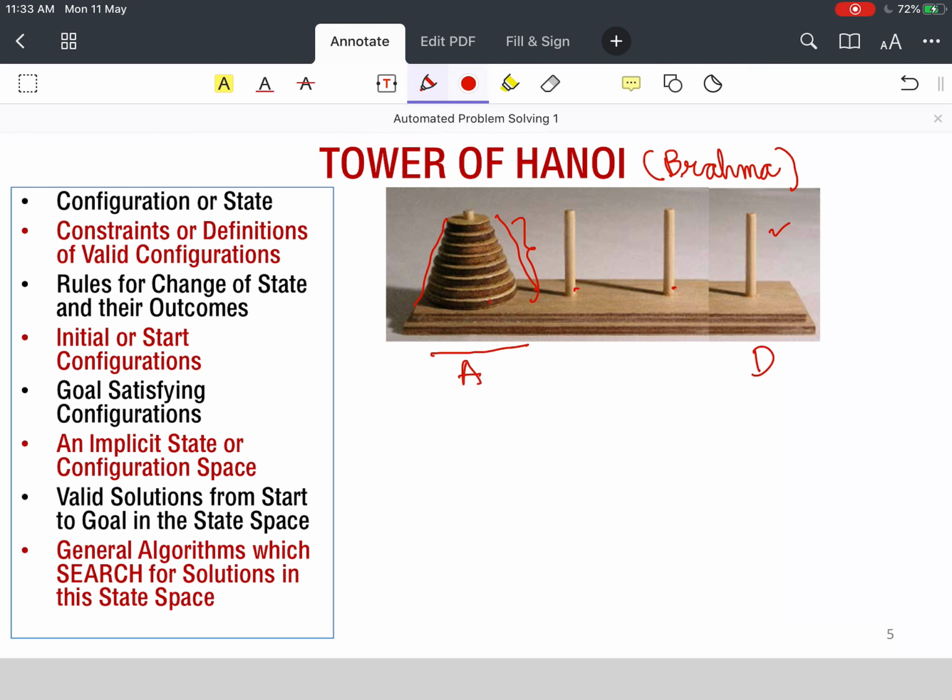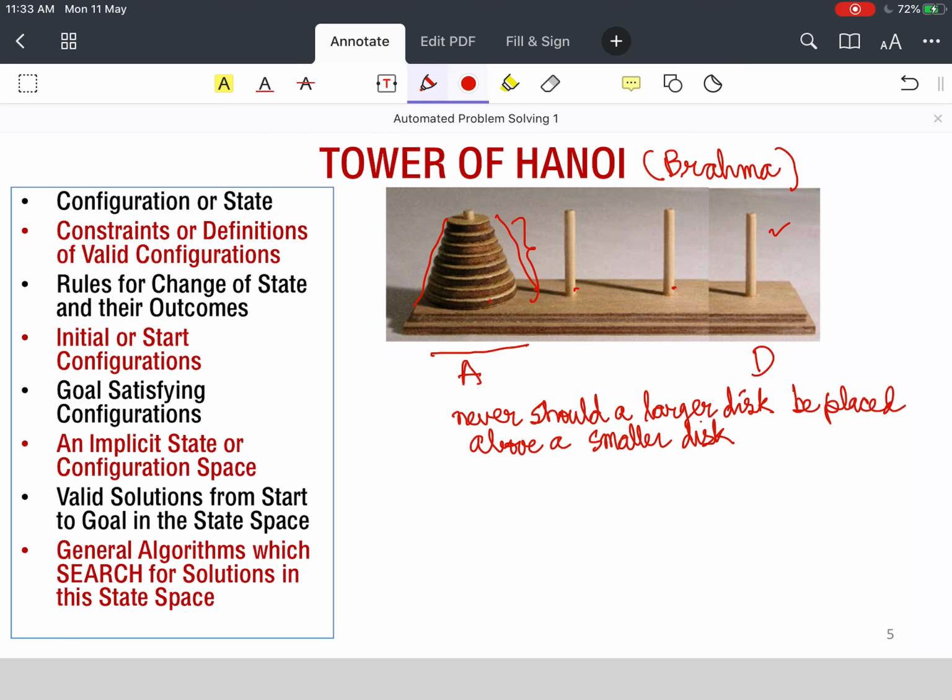But the rule is that a larger disk should never be placed above a smaller disk. That means we cannot put this topmost disk here and the next disk above it. So this is the rule. Many of us know what it is.